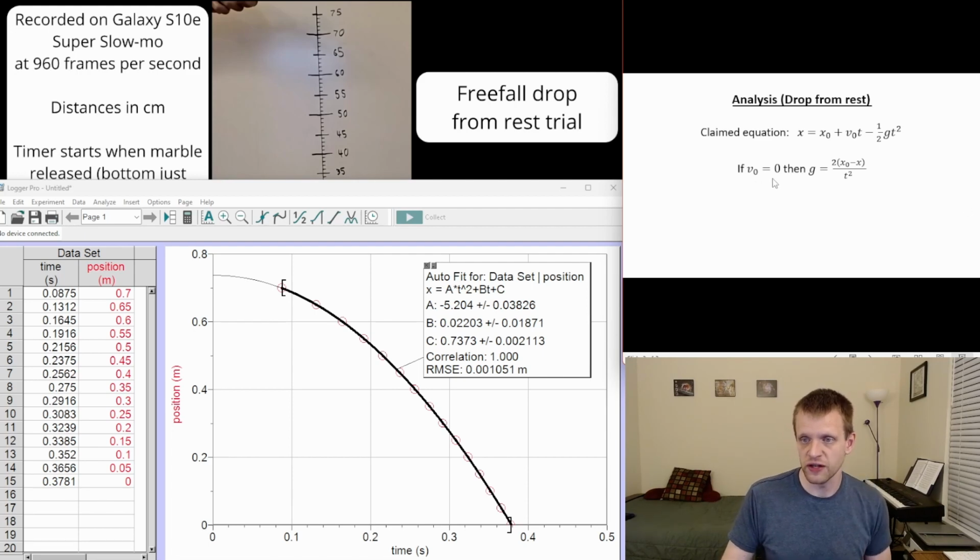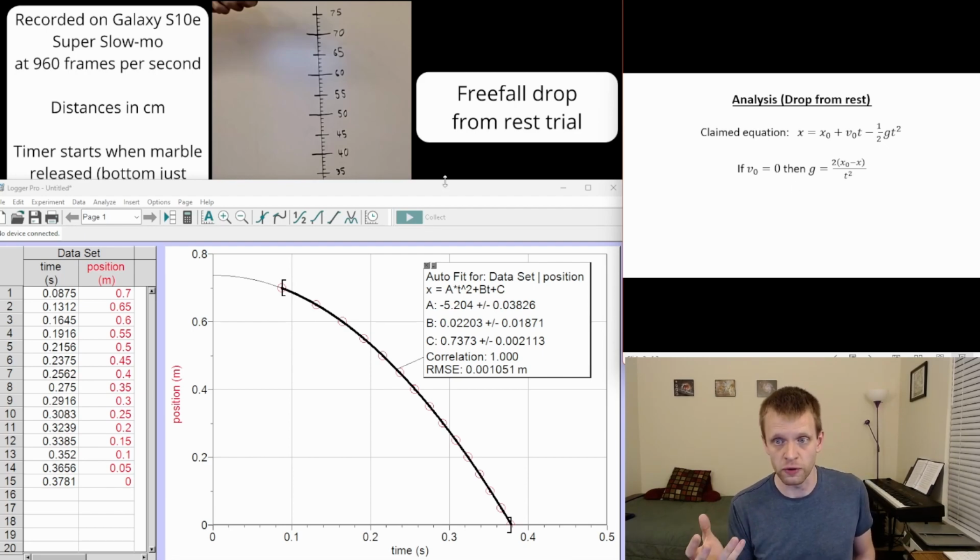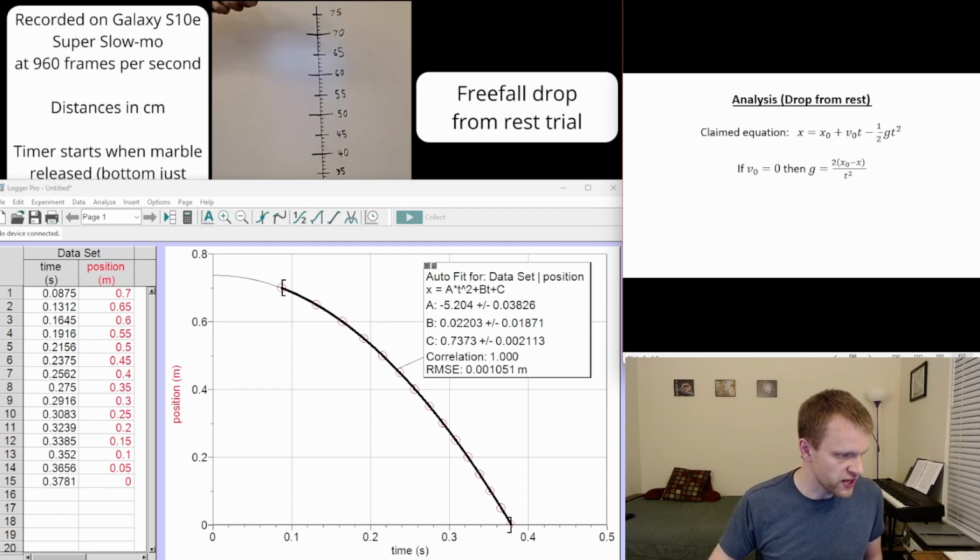If we're looking at the specific drop from rest case where the initial velocity was essentially 0, well, if that initial velocity is 0, then in this equation this term goes away, and I can rearrange this pretty simply to solve for the value of little g. And if this equation is right, g should be equal to 2 times the initial position minus the final position, divided by the time for that fall squared. Again, this only works if the object is starting from rest, and this little x0, our initial position, we said in this case was around 0.74 meters.